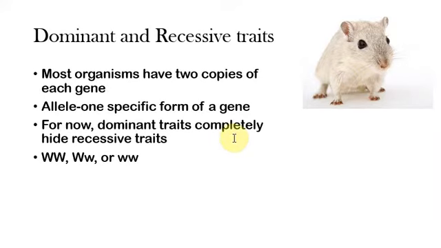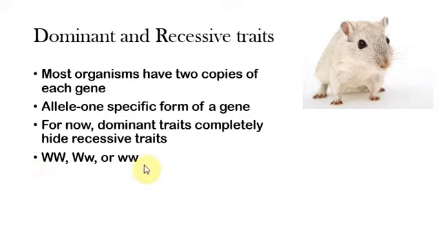Also, often these pairs of alleles will interact with each other in a very predictable way. One will be dominant and one will be recessive. In other words, if there is a dominant allele of a gene, the organism will have the phenotype of that dominant gene. It will completely hide any recessive traits that would be given by the recessive allele.